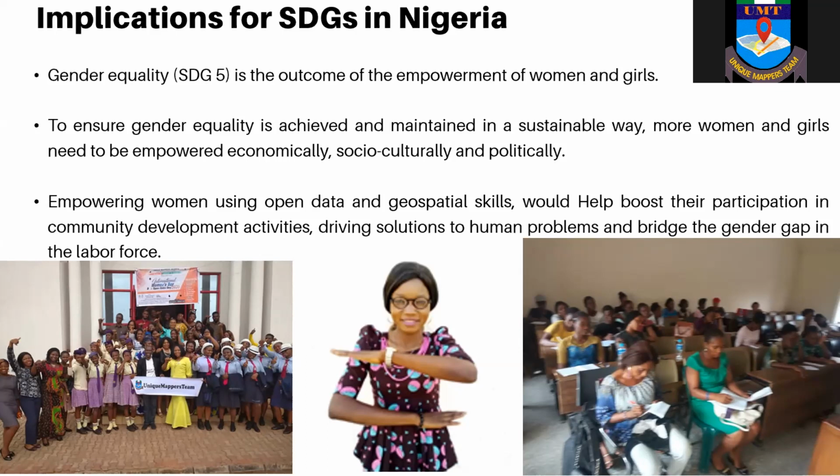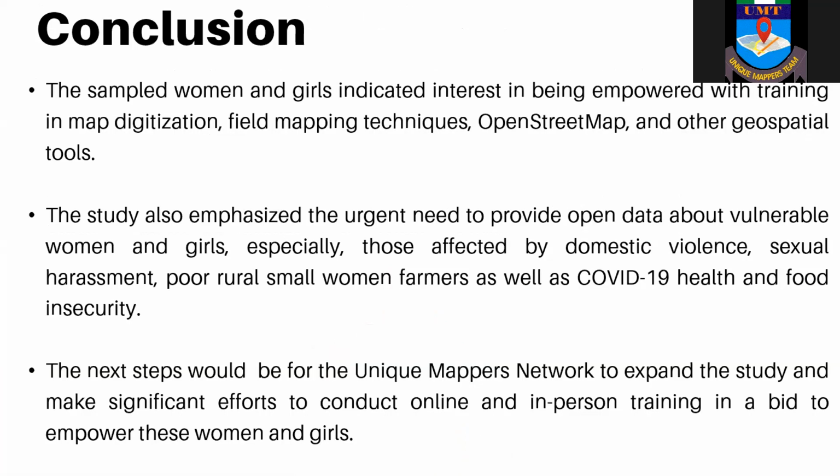and then see a way of sensitizing and then training them on the use of open source geospatial tools, especially OpenStreetMap, to provide open data about issues that affect women, just like we have been able to provide needs assessment, sampling women across Nigeria. And so in conclusion, the sampled women and girls indicated interest in being empowered with training in map digitization, field mapping techniques, and so on.